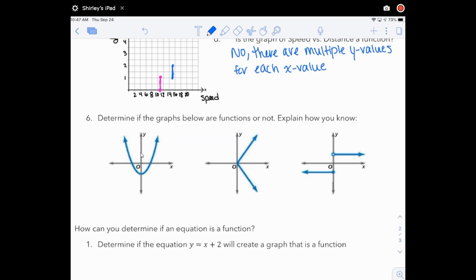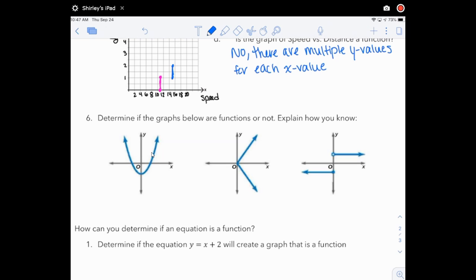So if I look at this one, this is a graph that you're going to see a lot once you move on to algebra 2. It's called a parabola. This is a function. If I run my mouse down that graph, all of my x values only have one y value, right? If I look here, I'm not hitting the graph twice. So I'm going to say yes.